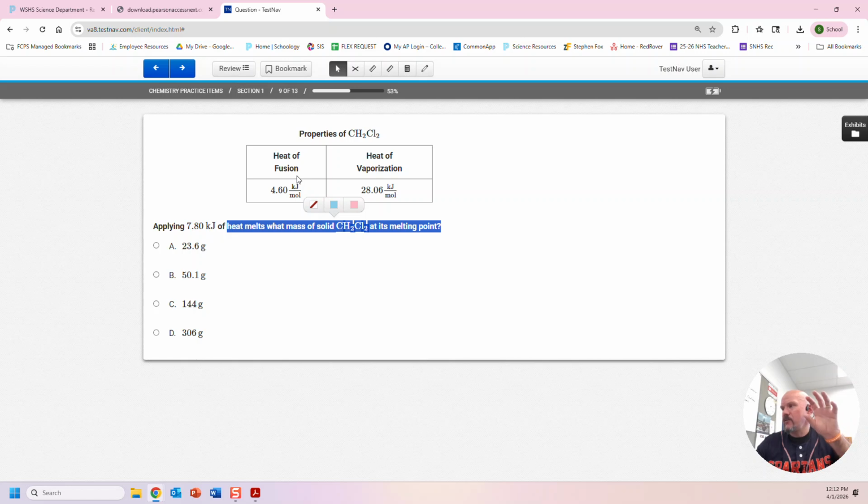Heat of fusion is the energy required to melt, right? Heat of vaporization is the energy required to boil or vaporize, right? So we've got to make sure we're using the right value. If this had said boil at the boiling point, then we would be using this value, okay?